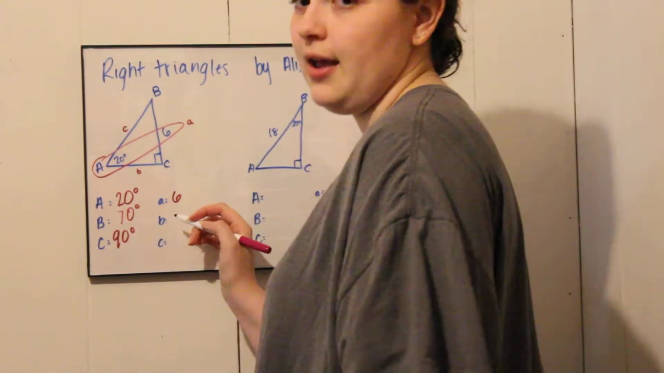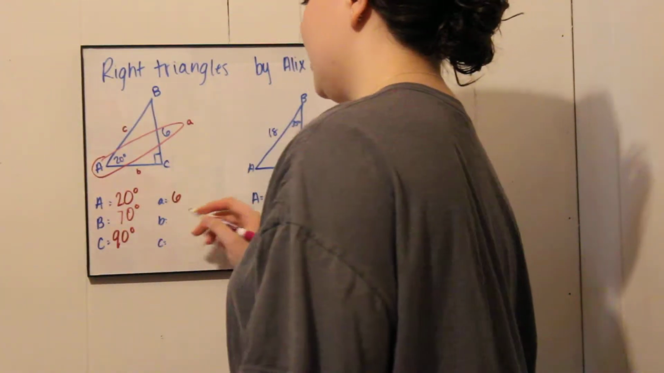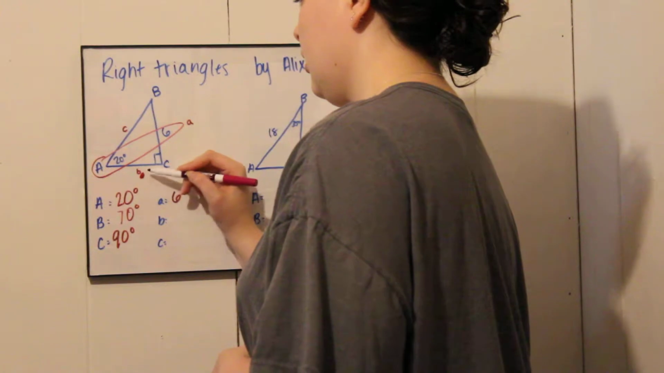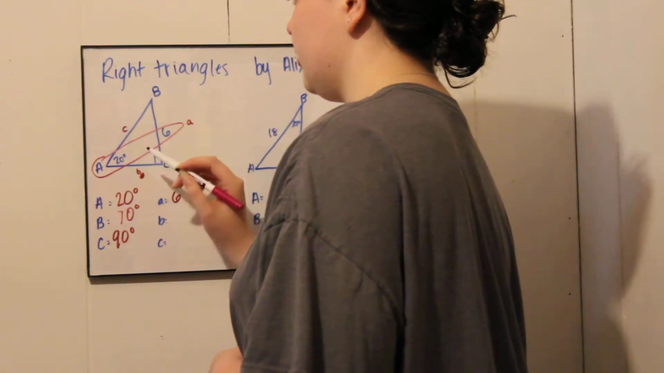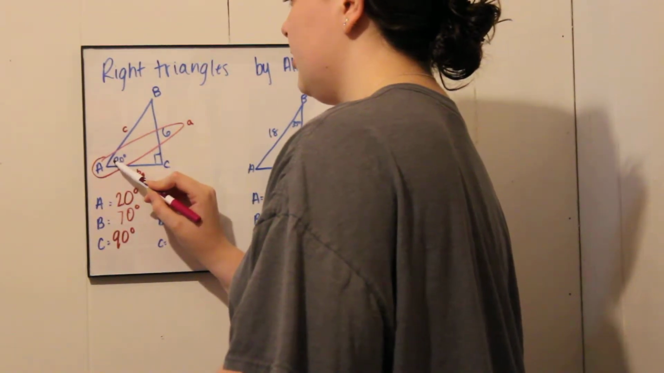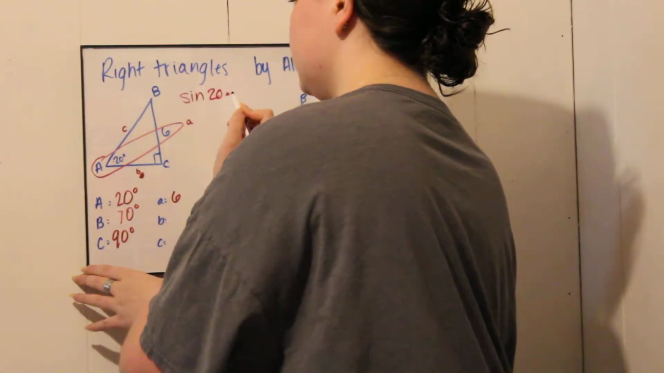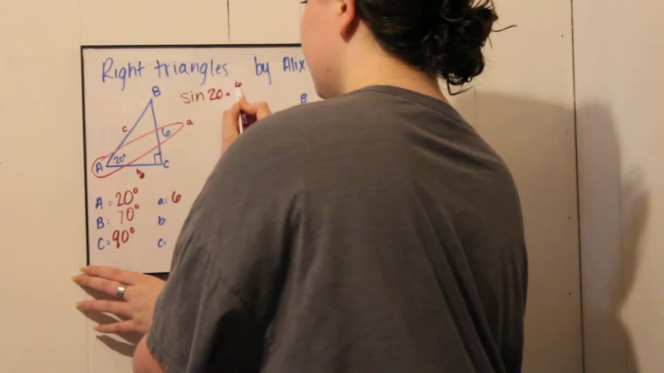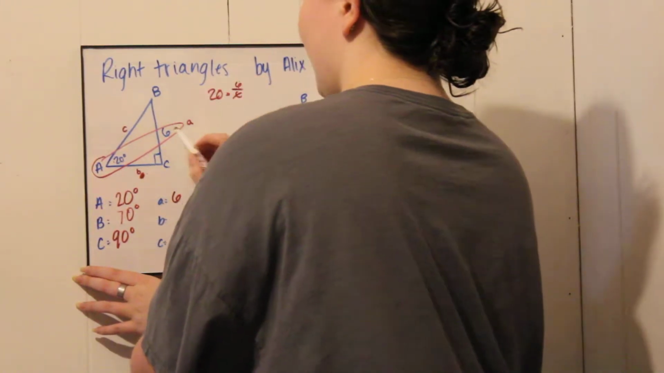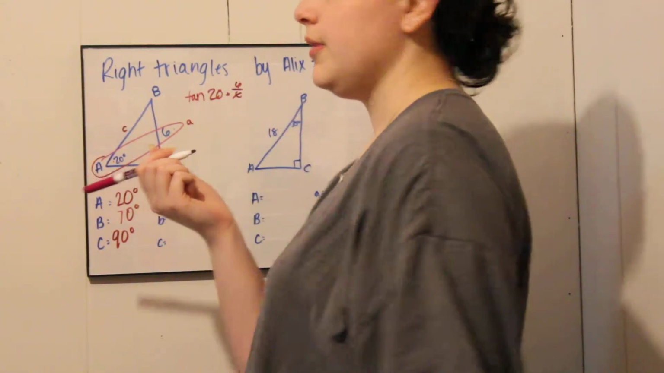Now let's find sides B and C. We're going to be using SOHCAHTOA to find that. So first let's find side B. B is here, and we're going to be using these angles to find it. So the sine of A, so sine of 20 equals 6 over x. I'm sorry, it's not sine. Opposite over adjacent, which is tangent. So tangent 20 equals 6 over x.